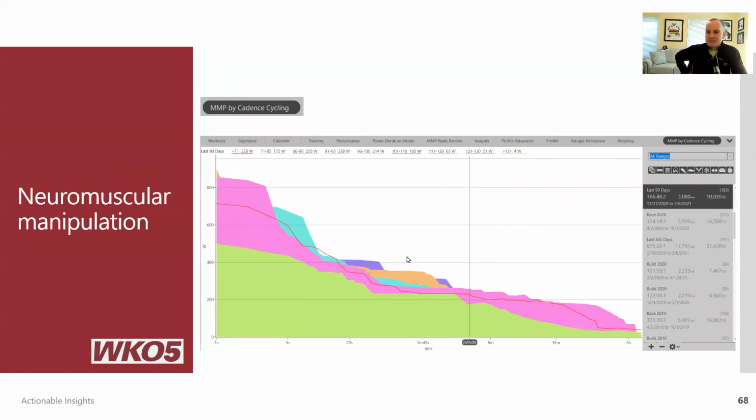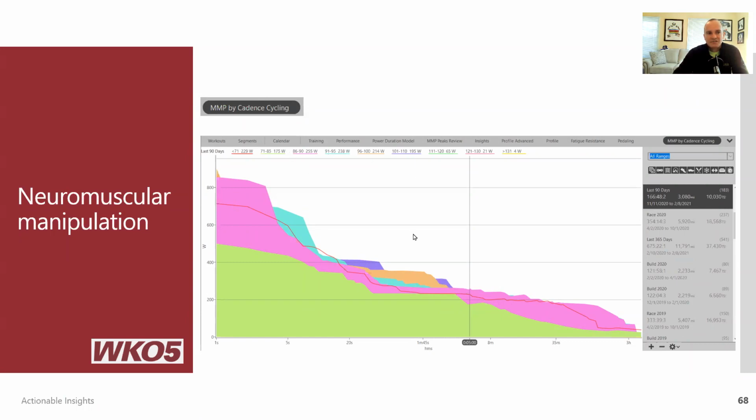One of the things I find myself going back to, and a chart I use a lot for this with athletes, because I want to see if they're doing it. And I want to make sure I'm being attentive as the coach so I can prescribe more and more neuromuscular manipulations in cadence. I'm particularly talking about cadence here. I use MMP by cadence and cycling. And look, here's an athlete that is doing a great job of neuromuscular manipulation of cadence in base training the last 90 days. They're mixing it up pretty well.